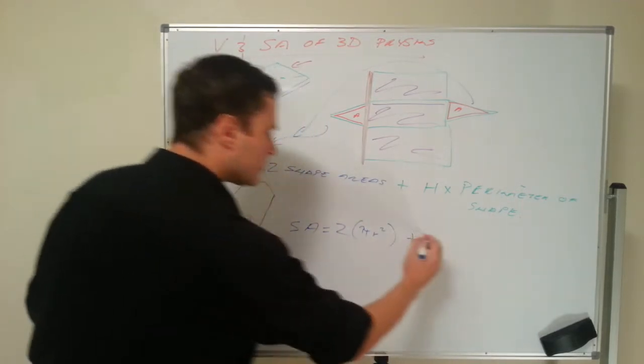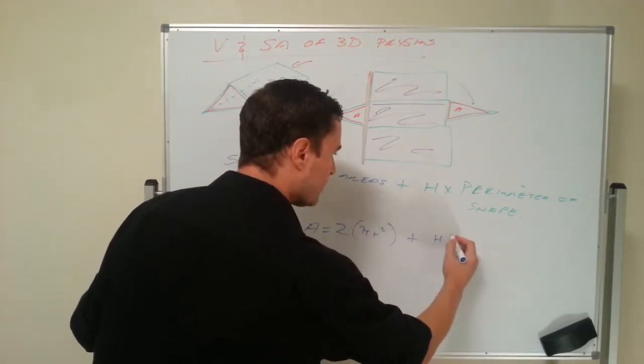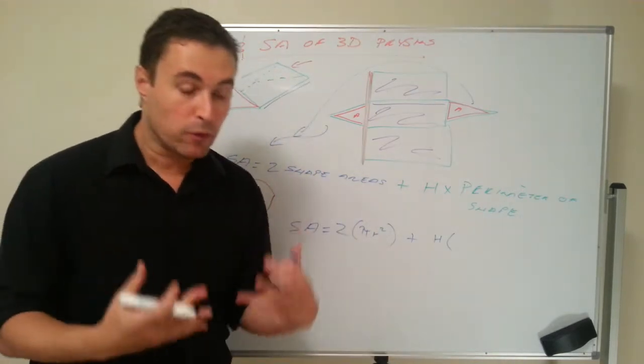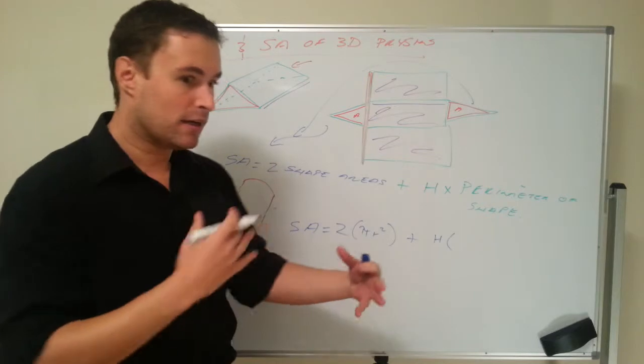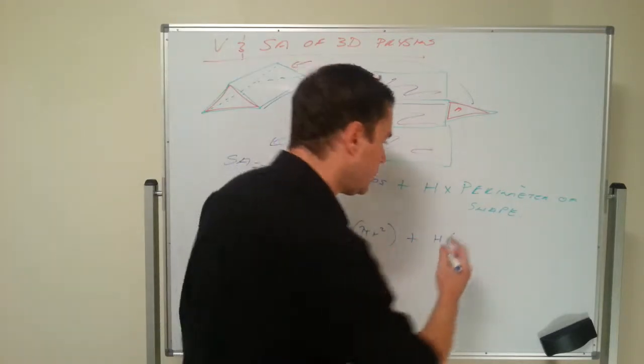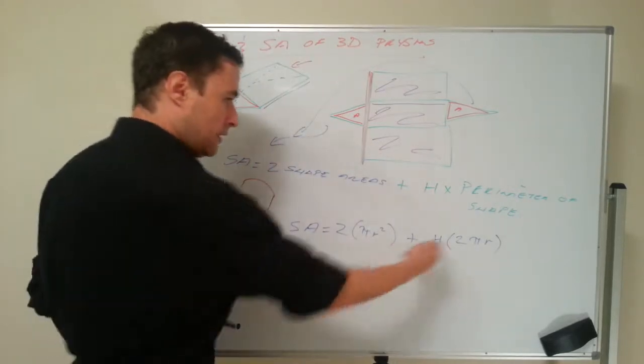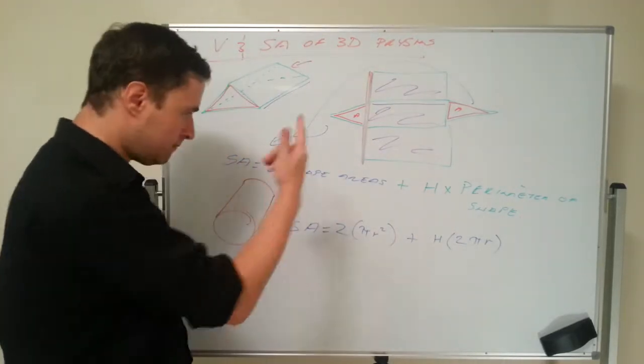Plus the height, well, let's call that h, times the perimeter of the circle. What's the perimeter of the circle? It's the circumference. What's the formula for circumference? 2 pi r, or pi times d. 2 pi r. That's the circumference. That's the area. There it is.